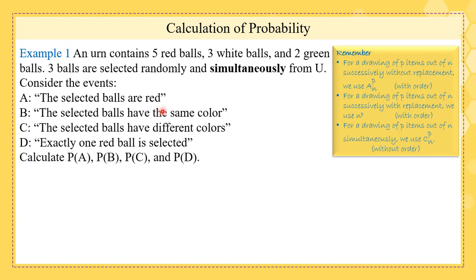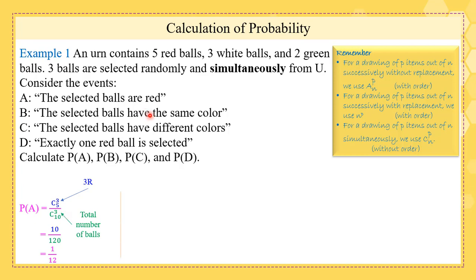The selected balls are red, so we need to select the 3 red balls from the urn simultaneously. So for the numerator, we need to select 3 red balls, so we select 3 out of 5. And in the denominator, in general, the number of possible cases, we need to select 3 balls out of 10. And this would be 1 over 12. So it will be the number of favorable cases over the number of possible cases.